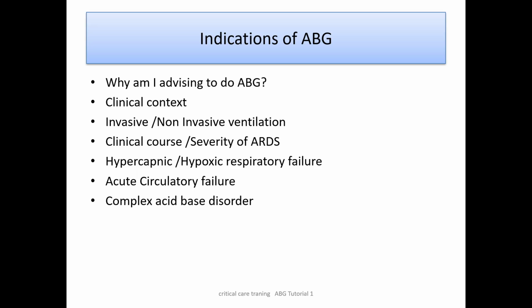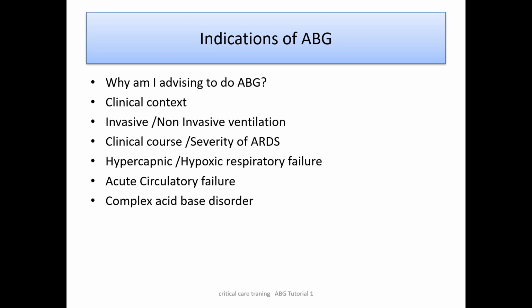So clinical context is important. Then, whether the patient is on invasive or non-invasive ventilation, you want to define the success or failure of the non-invasive ventilation. You see the PCO2, PO2 values, that will give you the idea. Whether you want to define the severity of ARDS, like in Berlin's definition earlier, they have clearly defined the PO2 values, and the hypercapnic or hypoxic respiratory failure. More often you will see it done in hypercapnic respiratory failure to see the PCO2 value.